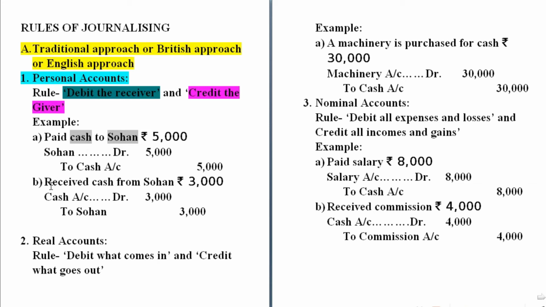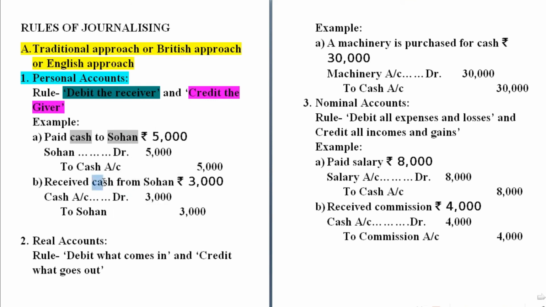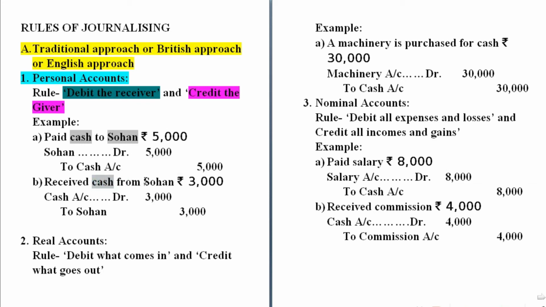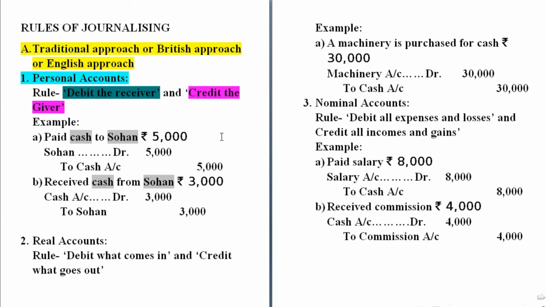Okay, now let us come to the second question. Received cash from Sohan rupees 3,000. Now here, what are the two accounts that are being affected? Again it is cash. You're getting cash from Sohan, so Sohan is giving you some cash. Maybe you sold some goods to Sohan. You sometimes purchase, sometimes sell some goods.